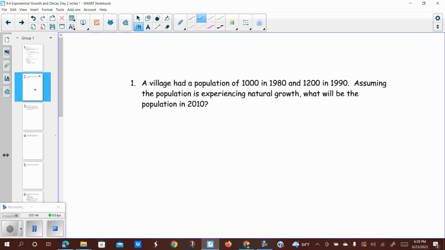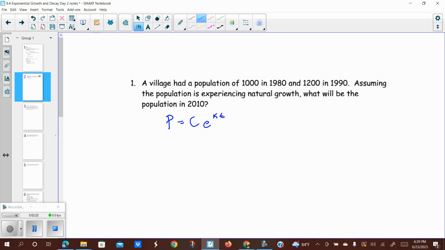Okay, a village had a population of 1,000 in 1980 and 1,200 in 1990. Assuming the population is experiencing natural growth, what will be the population in 2010? So we're trying to extrapolate a little bit here based upon the information. All right, so we don't have to go through the entire process of saying, okay, now we have a differential equation, let's go ahead and solve it. It's telling us it's experiencing natural growth, which we know is P equals C e to the kt. So if you see that, you don't have to go through the entire process.